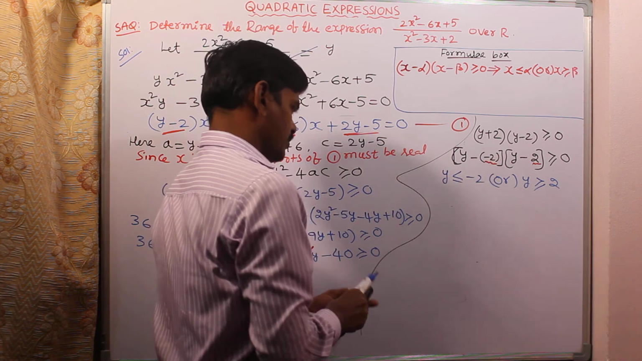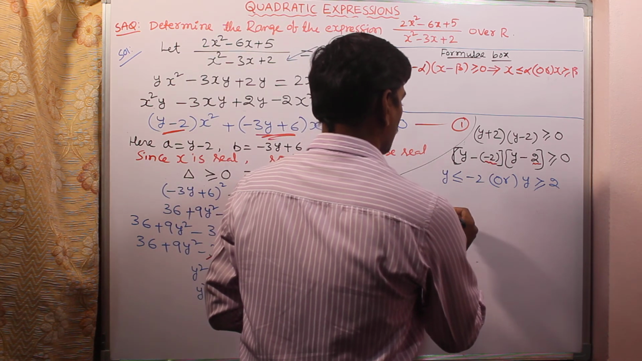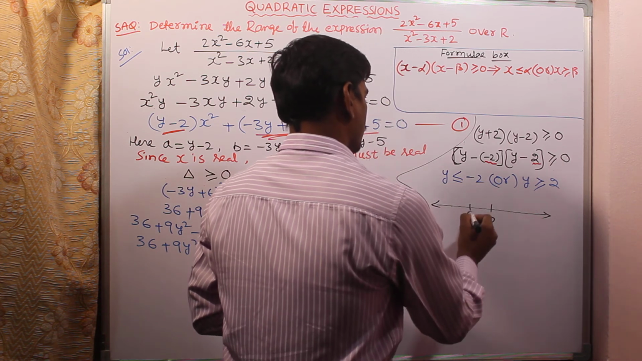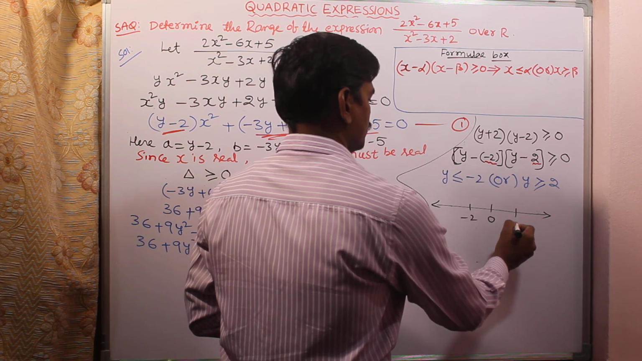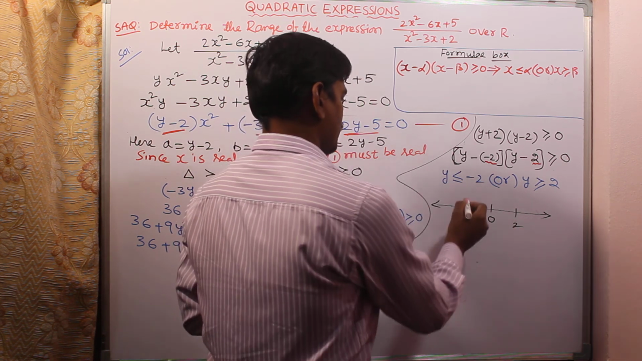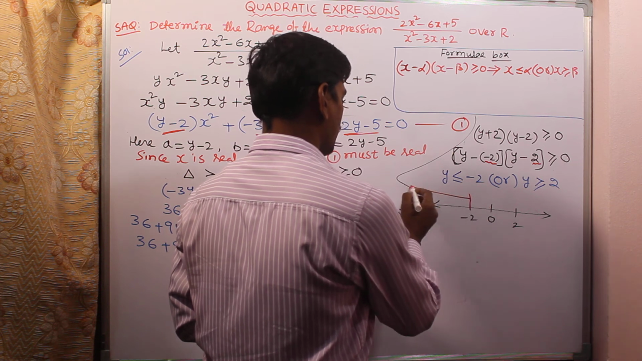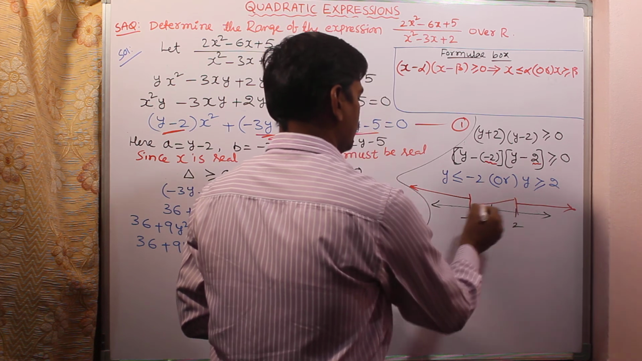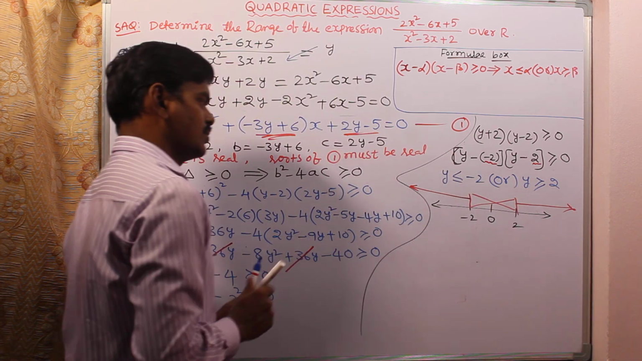So y value will be always less than or equals to minus 2 or greater than or equals to plus 2. Suppose you draw a number line: this is 0, on the left side we will have minus 2, on the right side we will have plus 2. Y value is always less than or equals to minus 2 or greater than or equals to plus 2. It won't lie between minus 2 and plus 2.